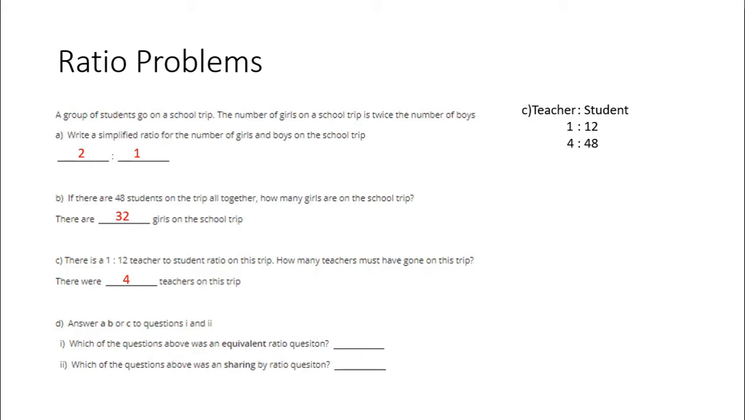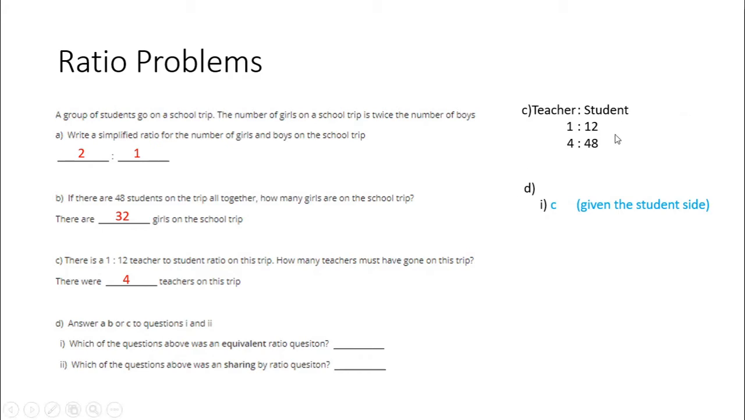Answers A, B, or C to questions I and II. Which of the questions above was an equivalent ratios question? Well, the equivalent ratio questions are the ones where you're given a ratio and you're given one side of the ratio and you're asked to complete the other side of the ratio to get that equivalent ratio.